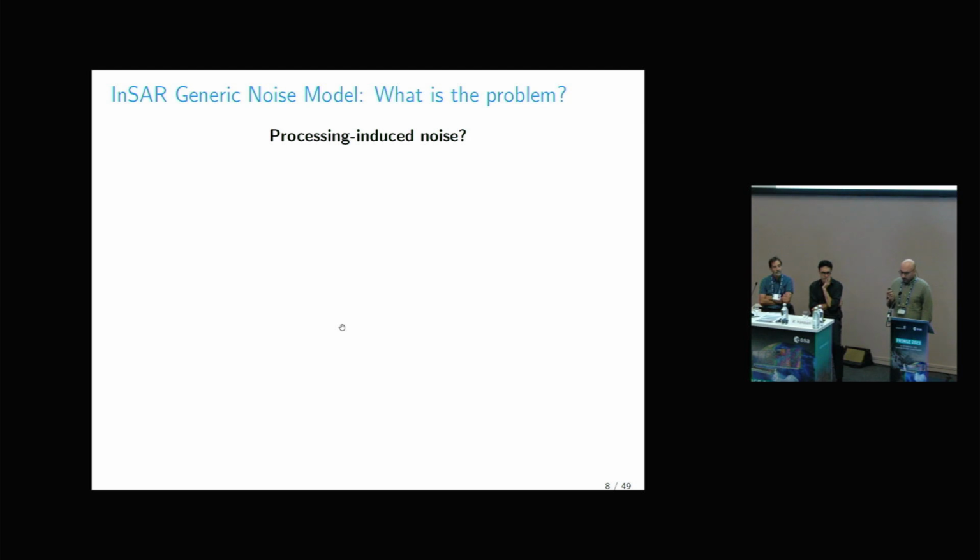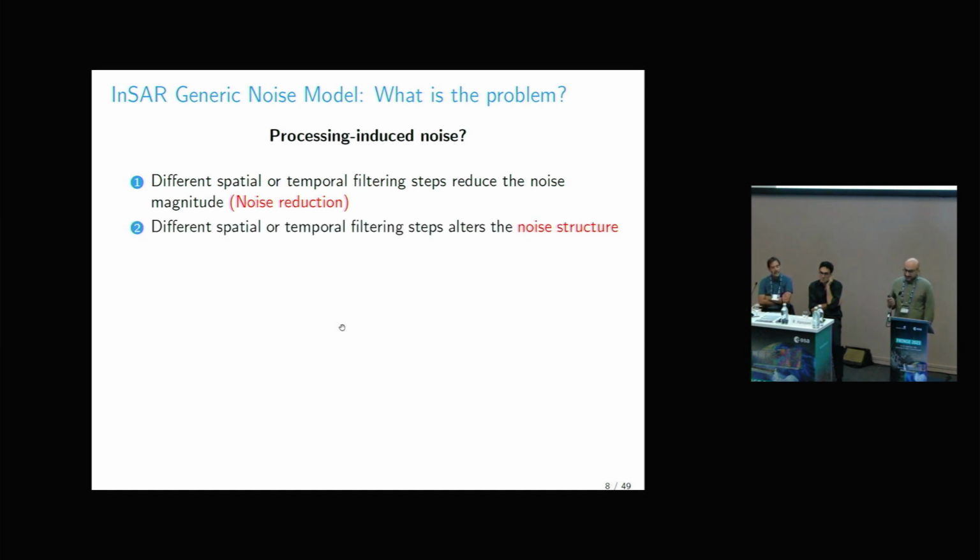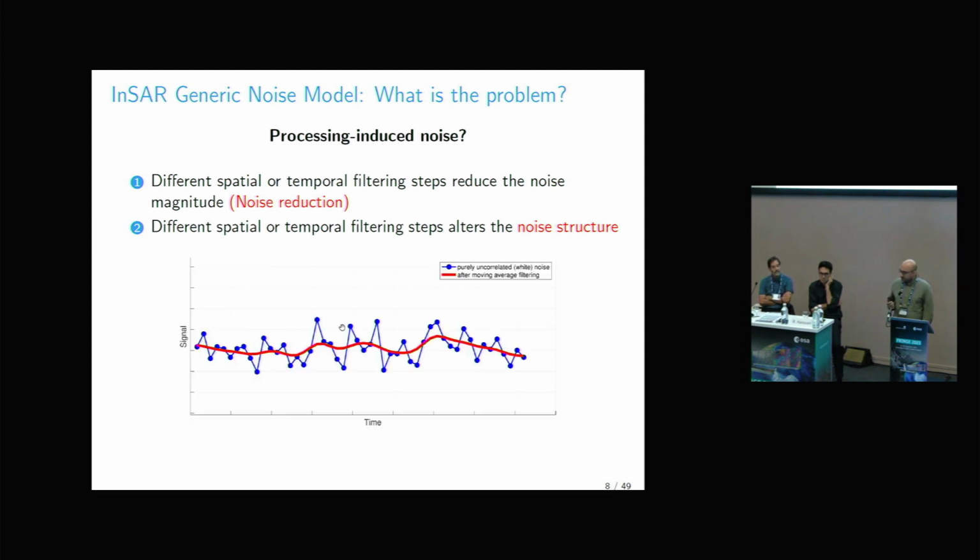I think no. Why? Processing changes this noise. There are different spatial or temporal filtering steps that reduce the noise magnitude, but different spatial and temporal filtering steps alter the noise structure, not only the magnitude of the noise. Here, just very simple, purely white noise, uncorrelated, the blue one. With a moving average we filter that and it's smooth, but this smooth signal is just noise. It's already purely noise. The variance of that is now smaller, but it is correlated, it's smooth.